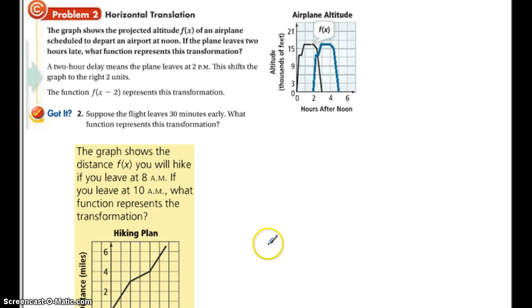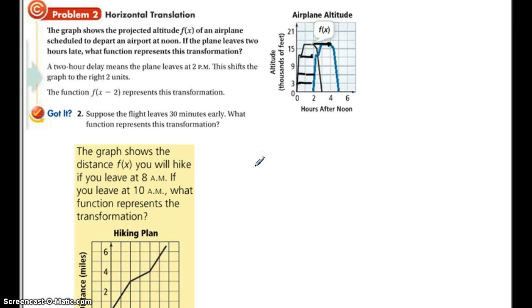What about a horizontal translation, where they're shifting all of the coordinates here? All of these coordinates are going to be moved over. Excuse me, went too far on that one. All of those units are getting shifted over. I believe that is 2 whole hours. Let's take a look at the problem.